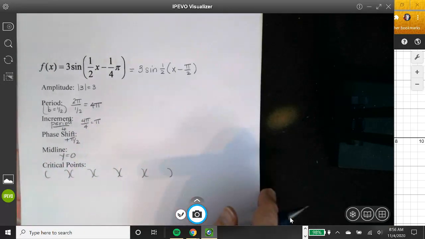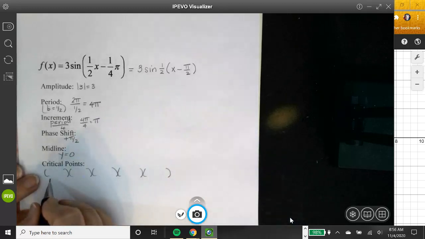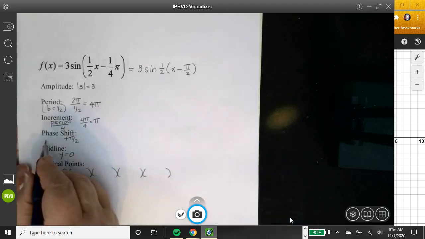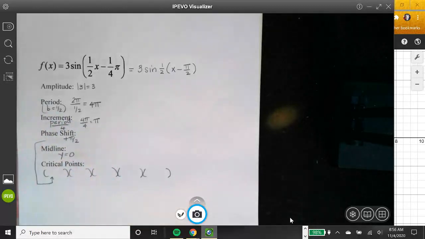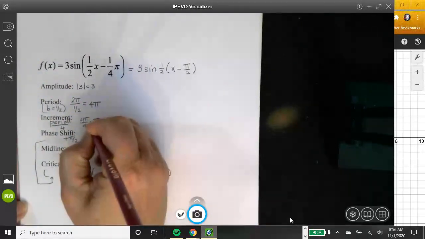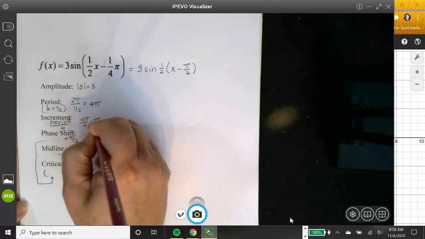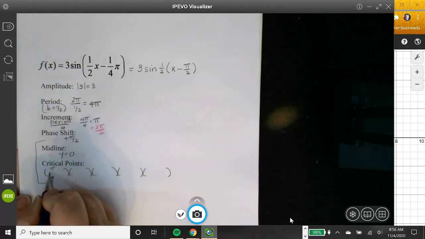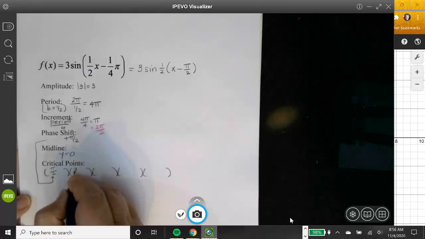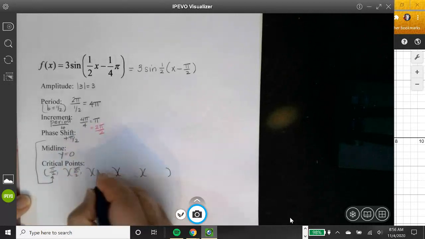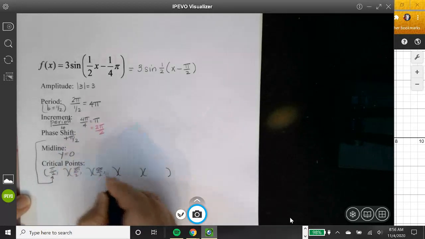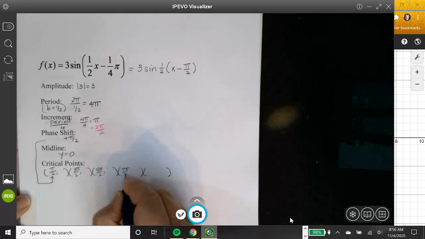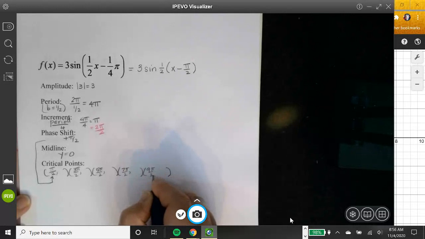It's like I want to say 5 golden rings, 5 critical points. And then where are we going to start? We're going to start at the phase shift. Well, the phase shift is pi over 2, and the increment is pi. So I'm going to change the increment into halves. If I multiply the increment by 2 over 2, we get 2 pi over 2. Okay, so we're going to say pi over 2 plus 2 pi over 2 is 3 pi over 2, plus 2 pi over 2, which is 5 pi over 2, plus 2 pi over 2 is 7 pi over 2, and then 9 pi over 2.